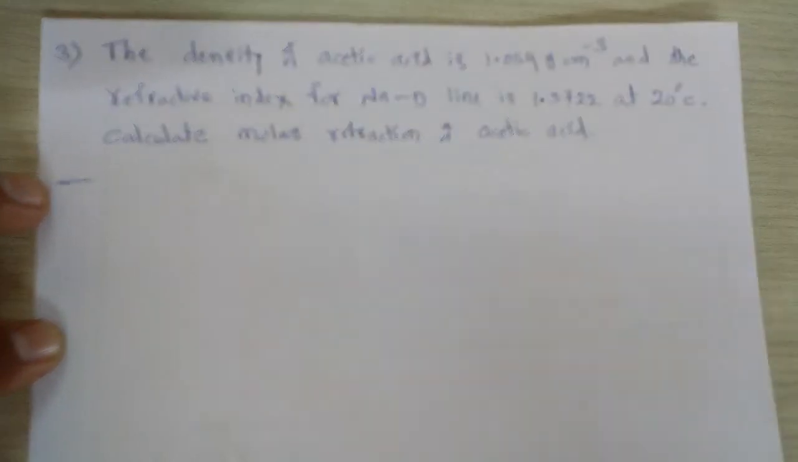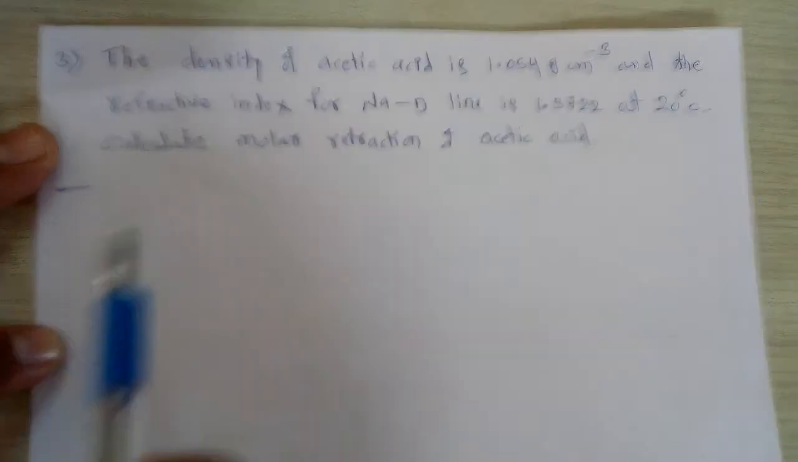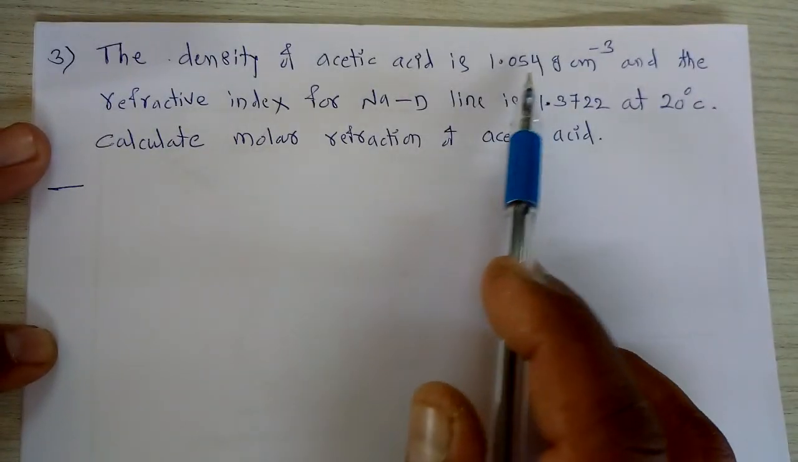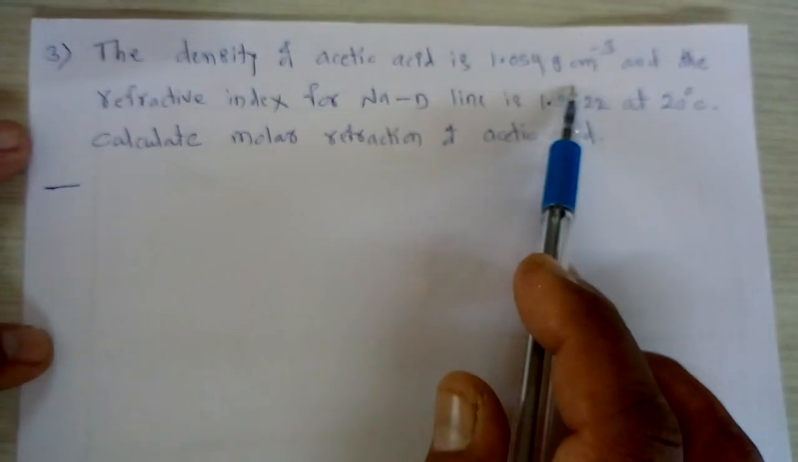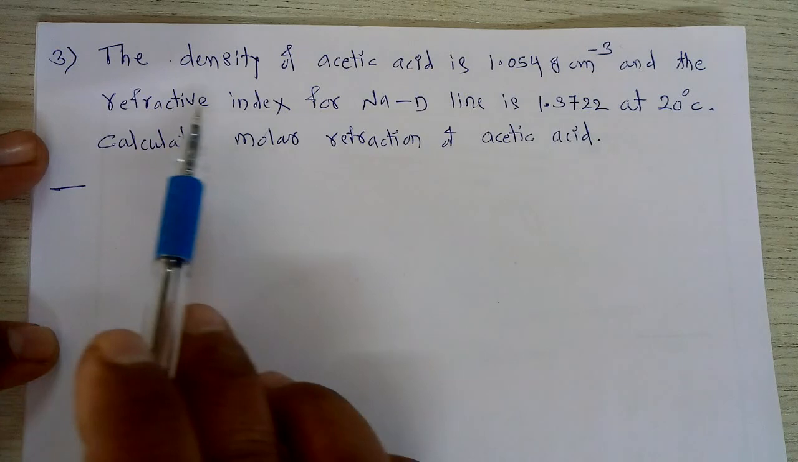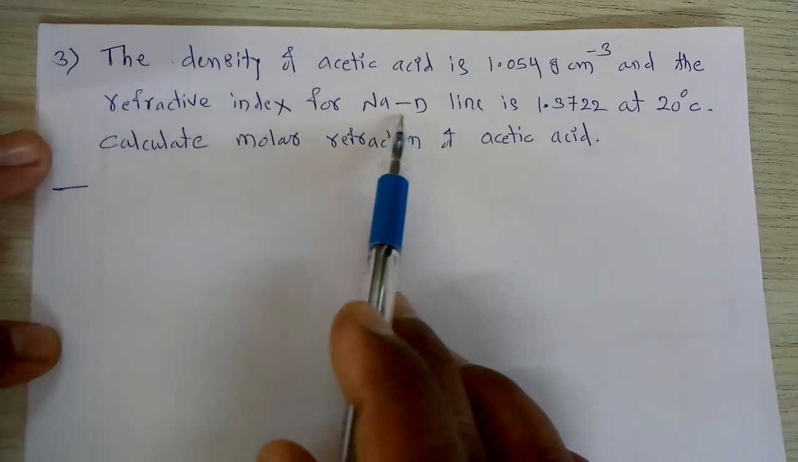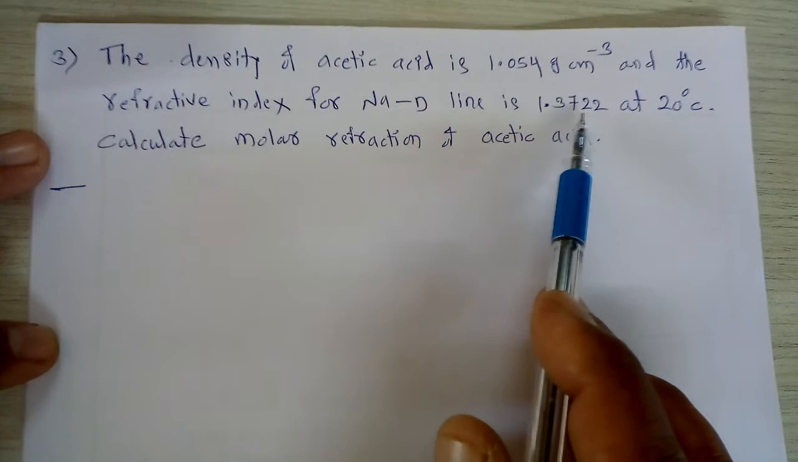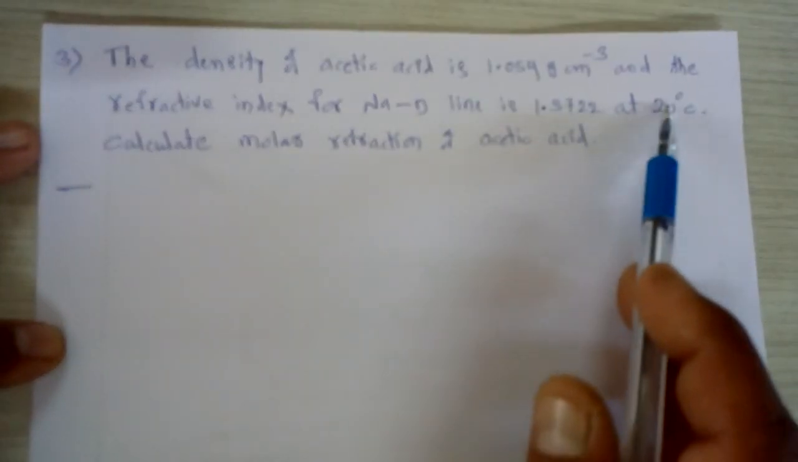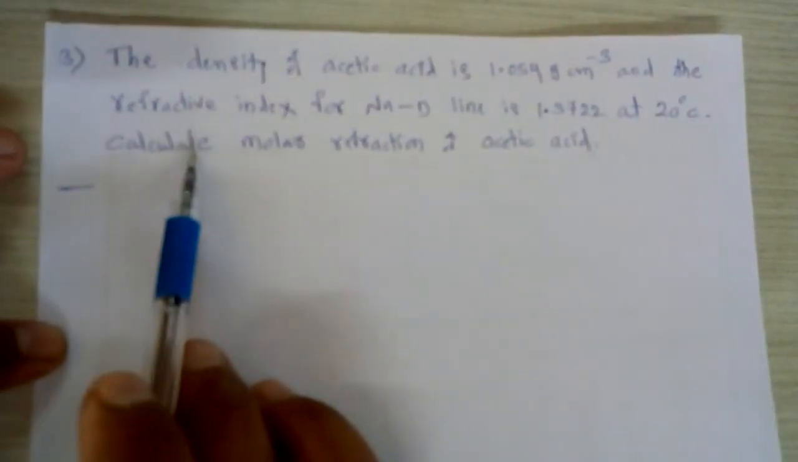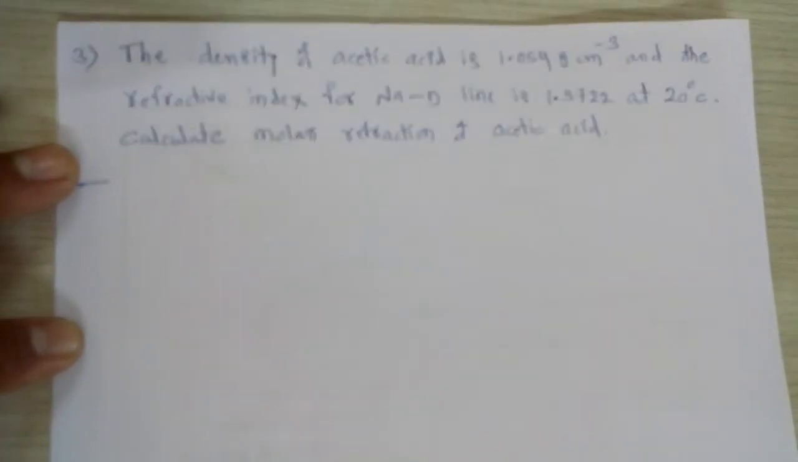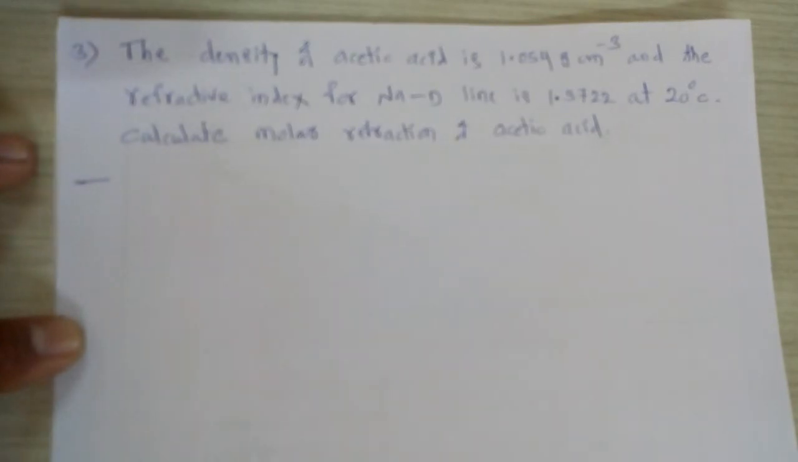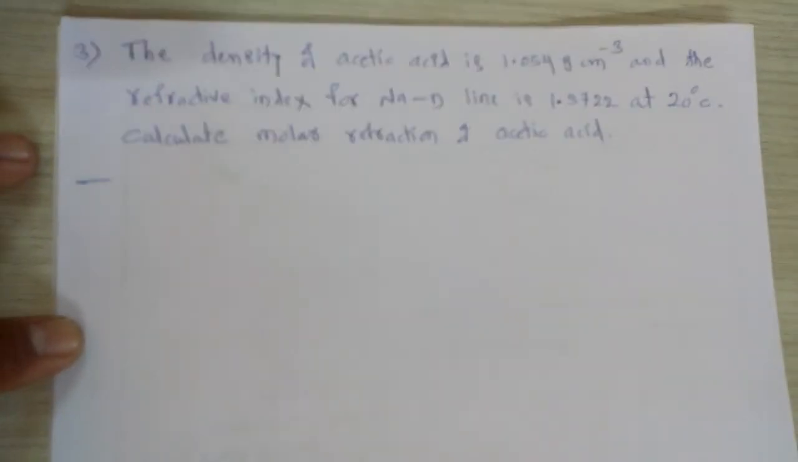So numerical number three is there, in which the density of acetic acid is 1.054 gram per centimeter cube, and the refractive index for sodium D line is 1.3722 at 20 degrees centigrade. Calculate the molar refraction of acetic acid. So this is the third type of numerical from this chapter. We have to calculate a property of a molecule, that is the molar refraction for acetic acid.